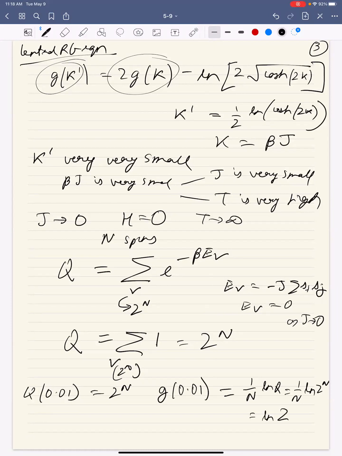ln2. What is the value of ln2? Yeah. Why did you say 1.4? That's e. That's the rule. It's 0.693147. I don't remember that actually, but I have it in my notes. So G of 0.01 is equal to 0.693147.